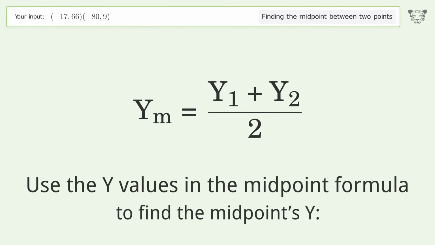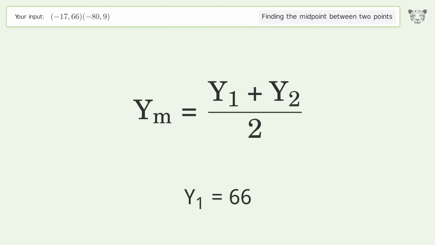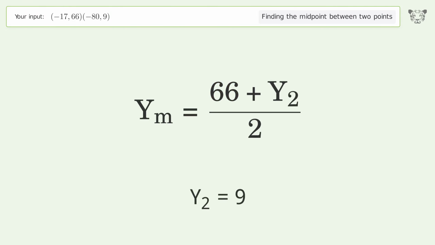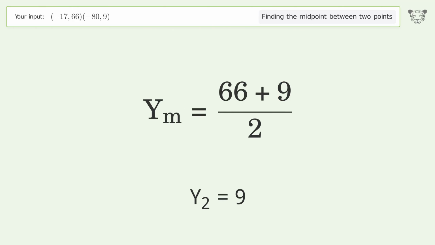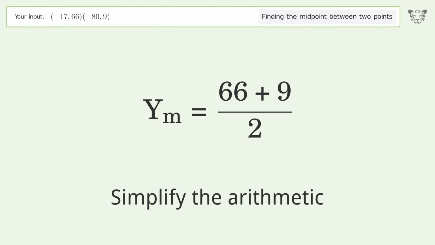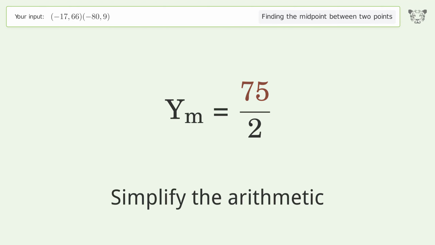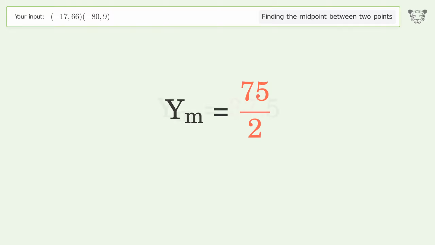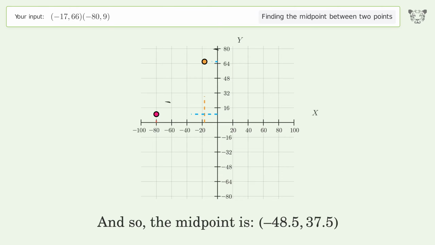Use the y values in the midpoint formula to find the midpoint's y. y1 equals 66. y2 equals 9. Simplify the arithmetic. And so, the midpoint is negative 48.5, 37.5.